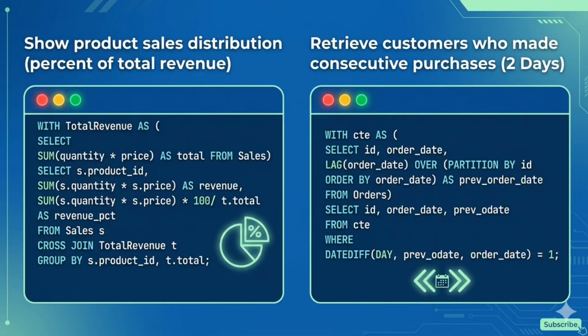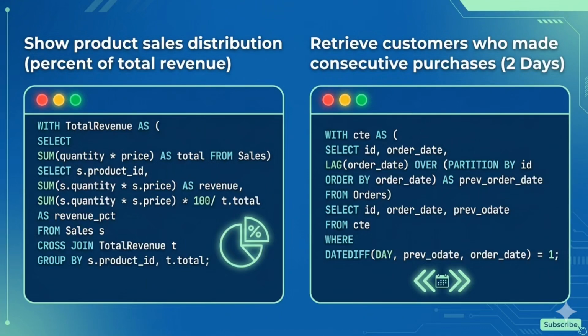Question 10. How do you retrieve customers who made consecutive purchases within 2 days? This question highlights the power of window functions like lag. SQL. With CTE as (select ID, order_date, lag(order_date) over (partition by ID order by order_date) as prev_order_date from orders), select ID, order_date, prev_order_date from CTE where date diff of day, prev_order_date, equals 1. Here's the breakdown.